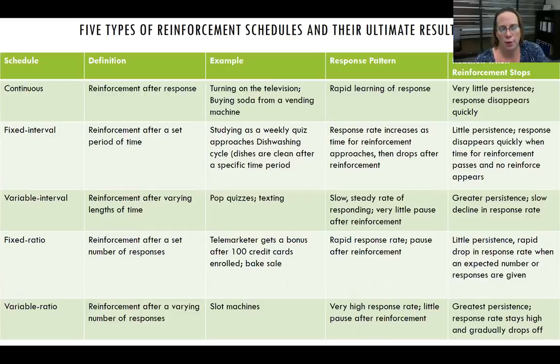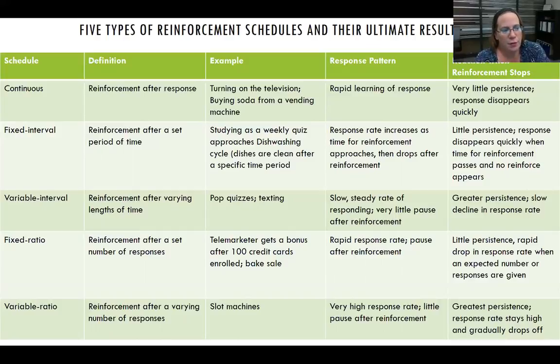So the response pattern is a slow, steady rate of responding and very little pause after reinforcement. So interestingly enough, this variability actually provides greater persistence when the reinforcement stops. So there's a slow decline in response rate because we didn't know when it was going to happen, so we're slower to react to the fact that it didn't happen. I hope that makes some sense. If not, again, email me, let me know. I'll say it again. Oh, I will say it in a different way.